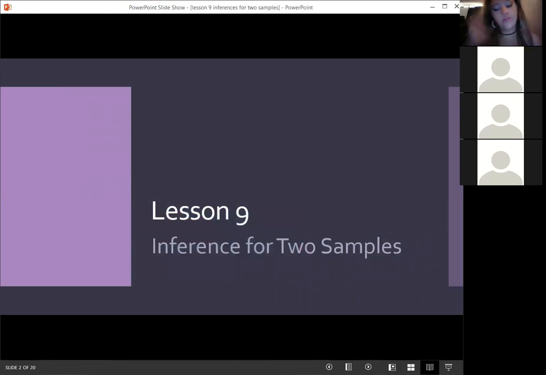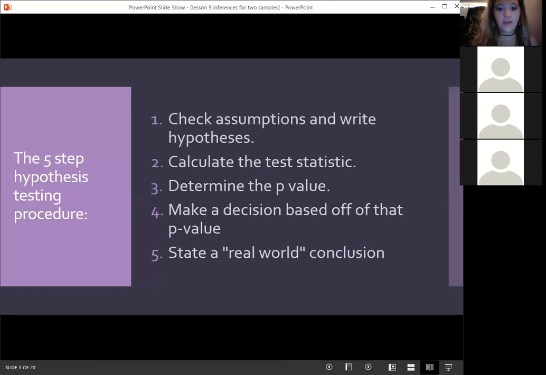2, raise the roof. And yeah, building off of last week where we talked about 1 sample, now we're going to talk about 2 of them, obviously. So that's why it's important that you understand lesson 8 so that we can move on to that.